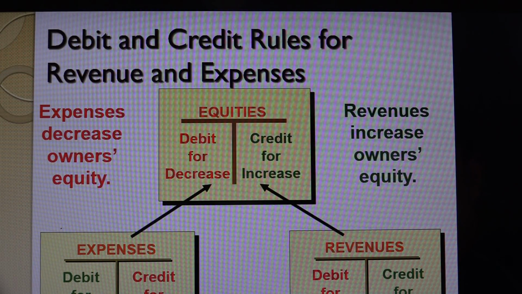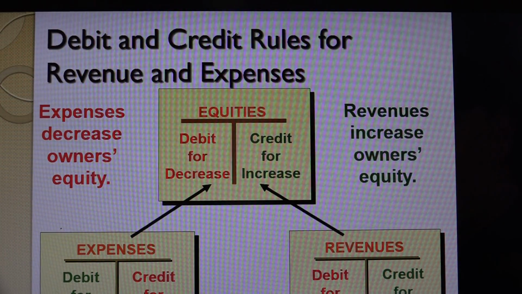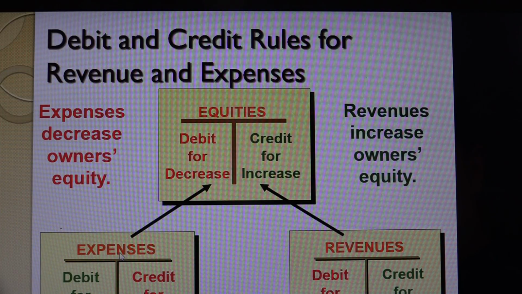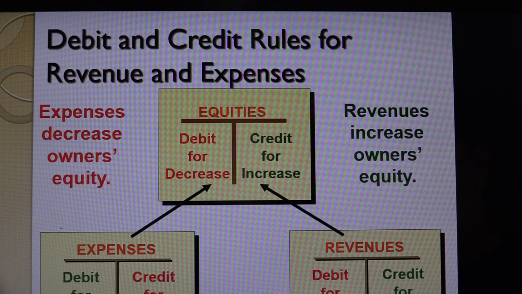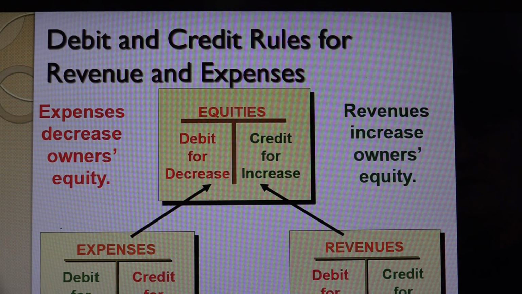Again, for the overall equity account, you're going to credit to increase it. Again, here, revenues increase owner's equity. Notice the revenue account down here. You're going to credit to increase revenues, debit to decrease. Expenses decrease equity, so you debit for an increase in expense, you credit to decrease in expense.